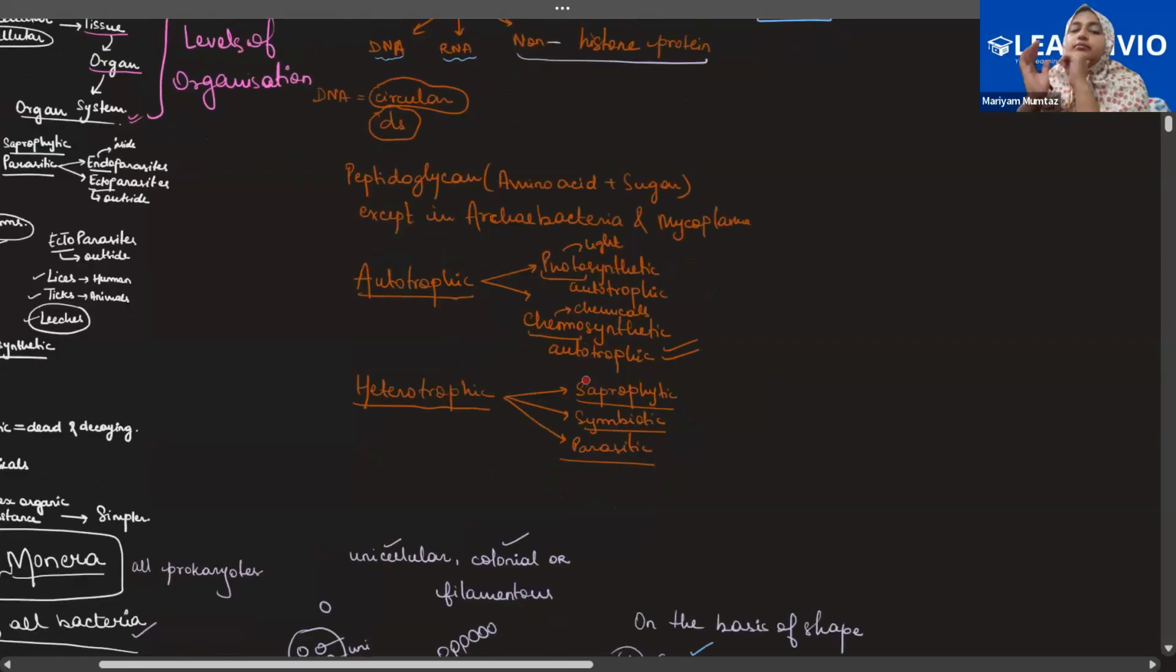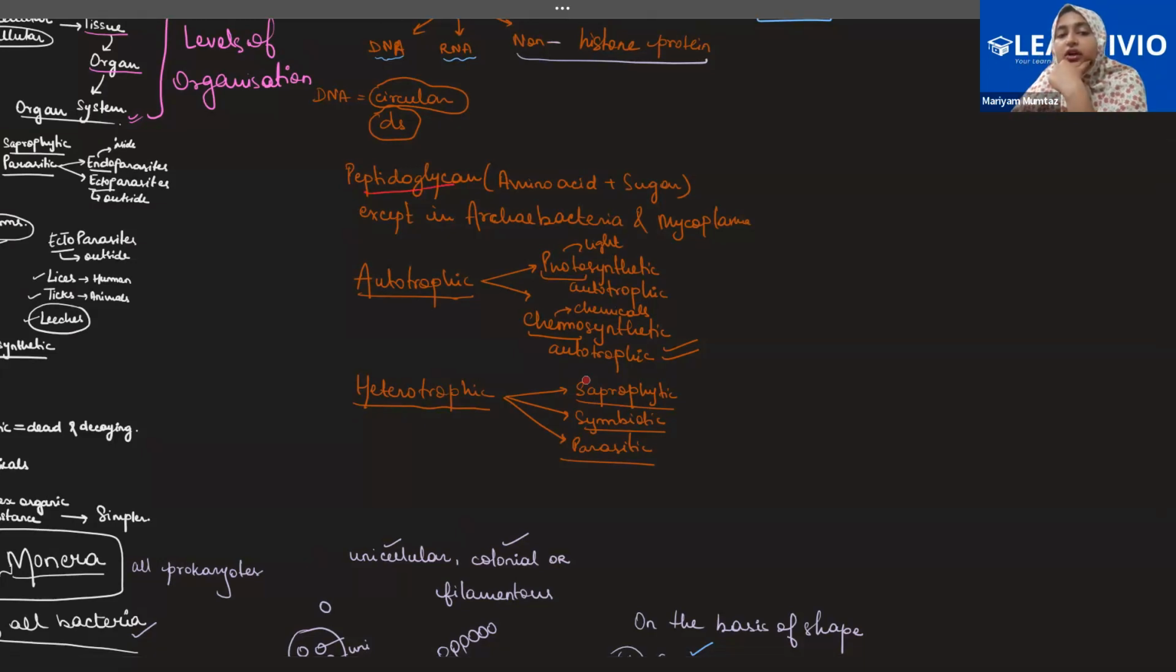Now, the members of the kingdom Monera contain a cell wall that is made up of peptidoglycan, but this cell wall is absent in the case of archaebacteria and the mycoplasma. Talking about the nutrition, they can be autotrophic or heterotrophic. Autotrophic is when they can make their own food. They can be photosynthetic autotrophic, using light as a source, or chemosynthetic autotrophic, meaning using certain inorganic chemicals as the source.